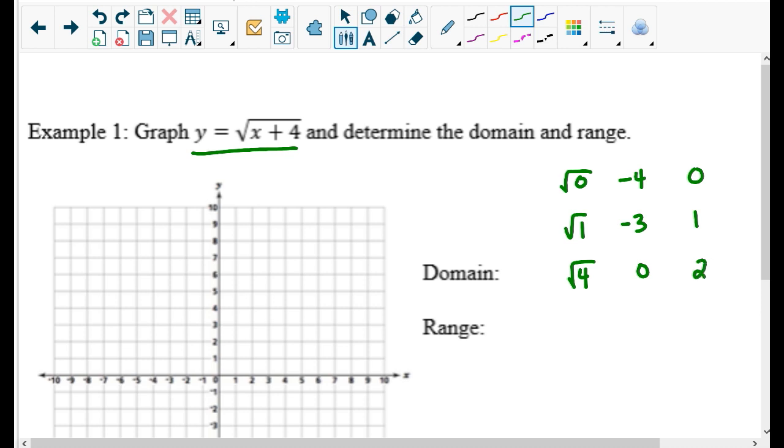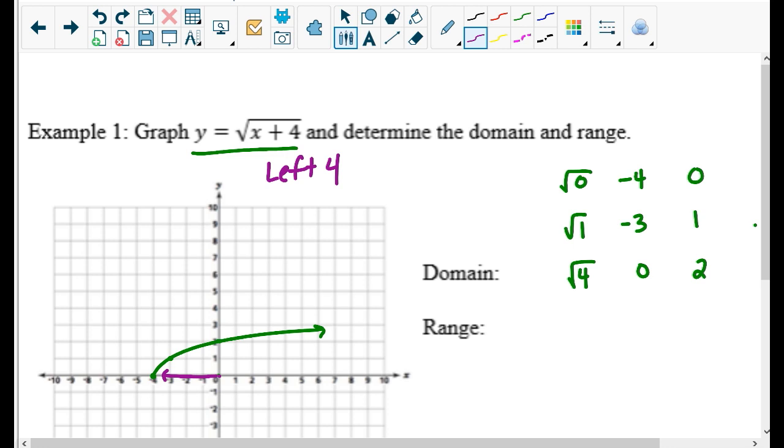So those are my values for my graph. Negative 4, 0, the starting point. Negative 3, 1. And 0, 2. And so here is my graph. You can see from this graph what's happening. This graph originally started at 0, 0 and moved to the left 4. So this moved left 4.